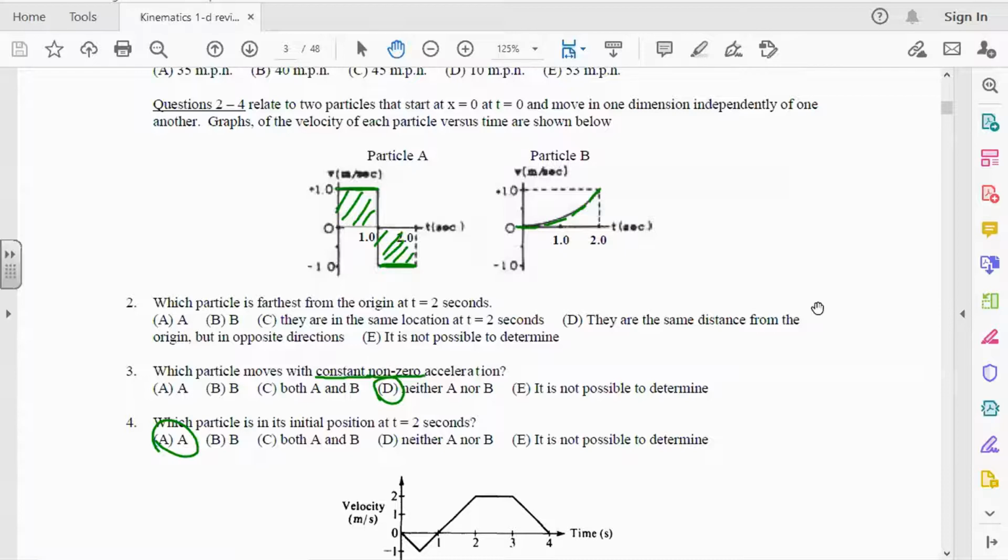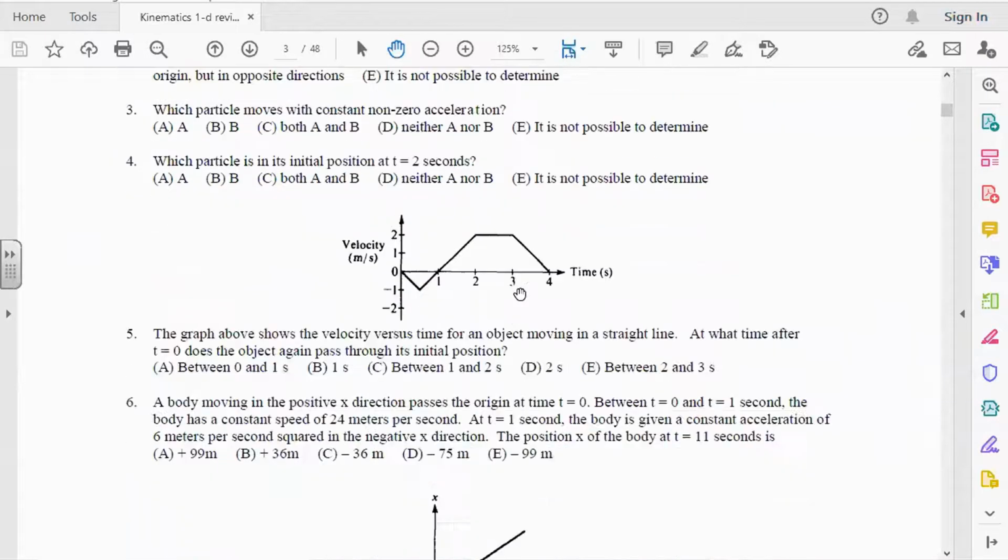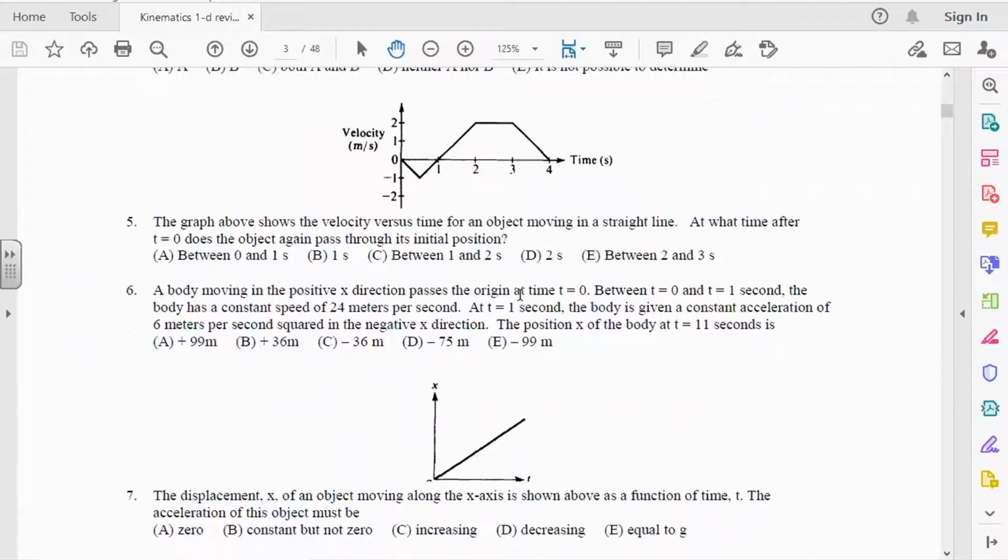All right, so looking at number 5. Number 5, so we have this graph showing the velocity versus time graph for something moving in a straight line. At what time after t equals 0 does the object again pass through its initial position?